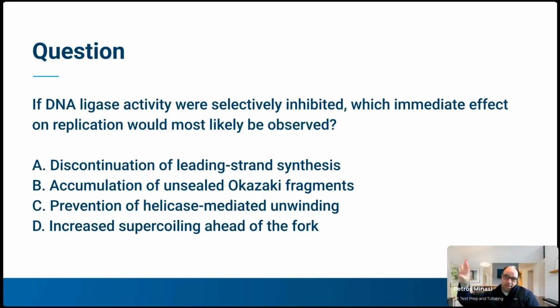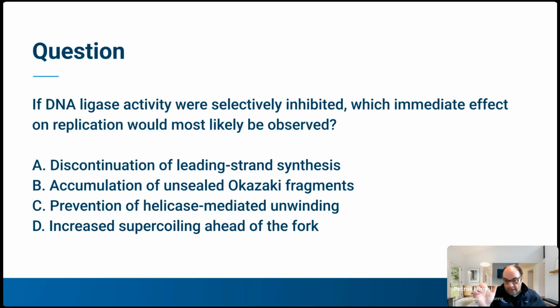And this is where I'm walking you through this, because that's the purpose of today. The purpose of today isn't for me to give you a passage and questions and you to try to get them right. The purpose of today is for you to start to really understand how this thing is testing you. I'm really kind of treating this like a forensic case, if you will. So if DNA ligase activity were selectively inhibited. Now, they're talking about DNA ligase activity being inhibited. In the passage, they talked about inhibition that they did, which was specific to helicase and topoisomerase.